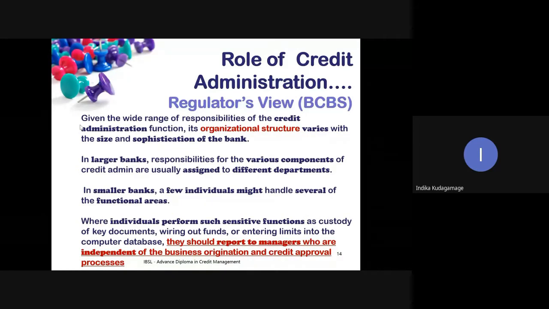One function manager should not be reported. But when it is a large organization, a larger centralized and formalized model, limit loading will happen by one team, document checking by one team, disbursement by one team. So each line will have different functions and authorities. So, last para: when individuals perform such sensitive functions as custody of key documents and writing out funds, they should report to managers who are independent of the business origination and credit approval process.